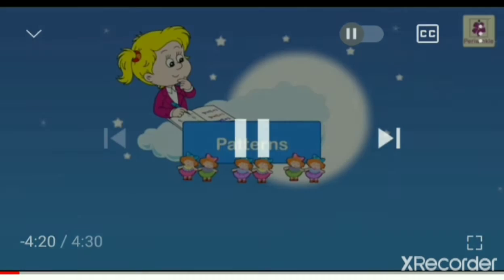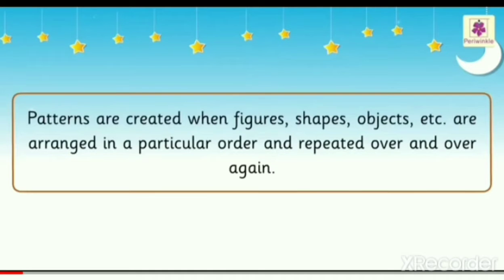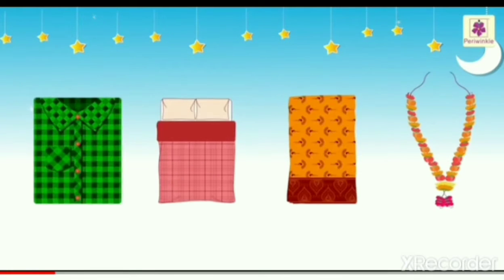Good morning, students. Today we will discuss patterns. Patterns are created when figures, shapes, objects, etc. are arranged in a particular order and repeated over and over again. Means the same pattern is observed in the figure.